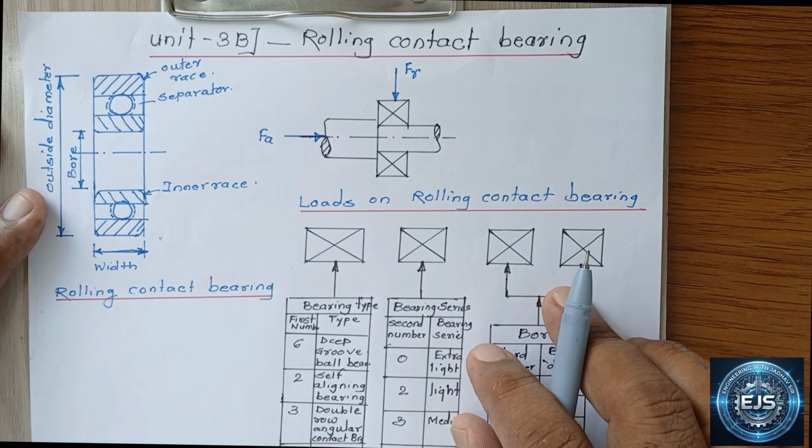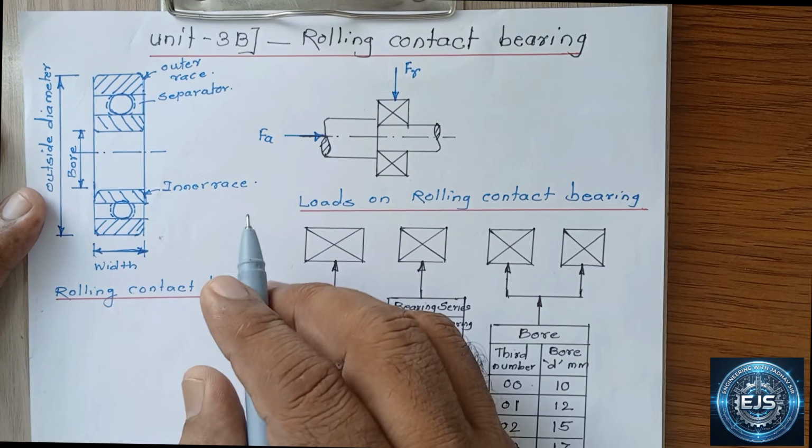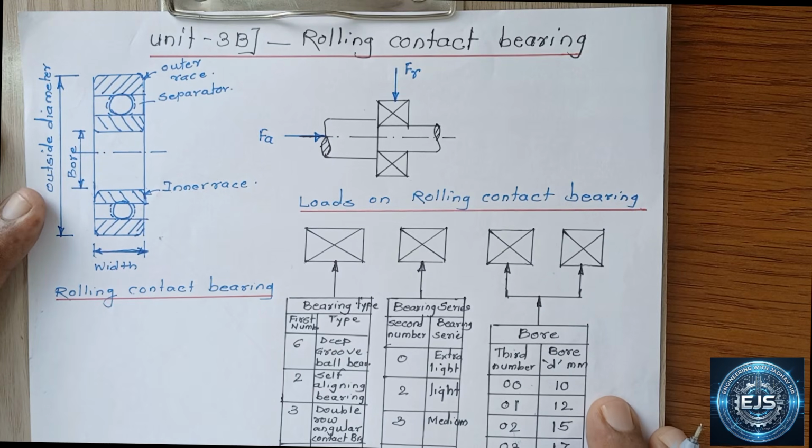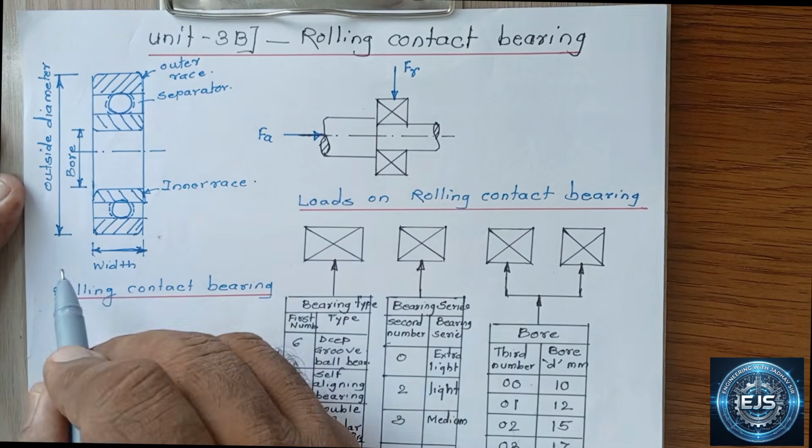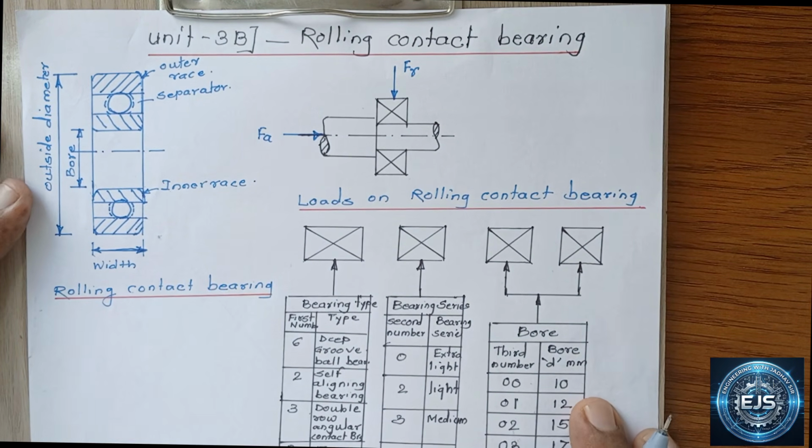आज हम यूनिट 3B का रोलिंग कॉन्टैक्ट बेरिंग का पार्ट डिस्कस करेंगे। There are two types of bearing, one is rolling contact bearing and another is sliding contact bearing. So today we will discuss rolling contact bearing. First we'll see the construction of the rolling contact bearing.